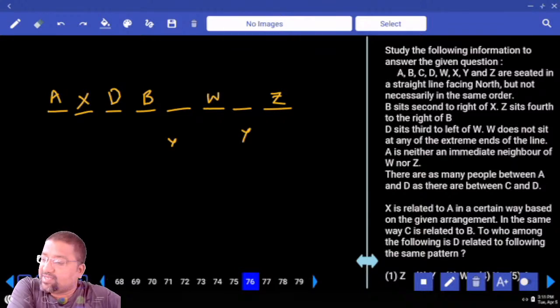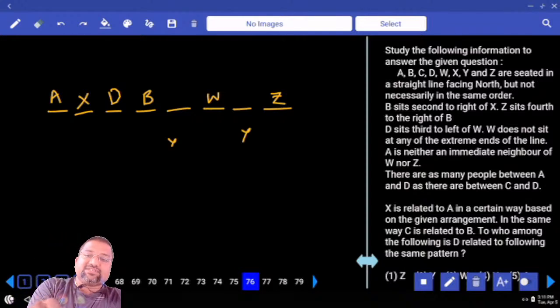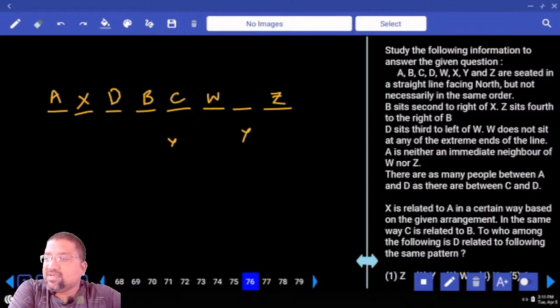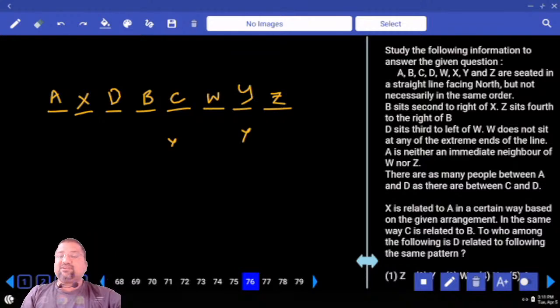There are as many people between A and D as between C and D. Between A and D only one person, between C and D also one person. A, B, C, D, W, X, Y. Y is missing, so this place is for Y. Clear?